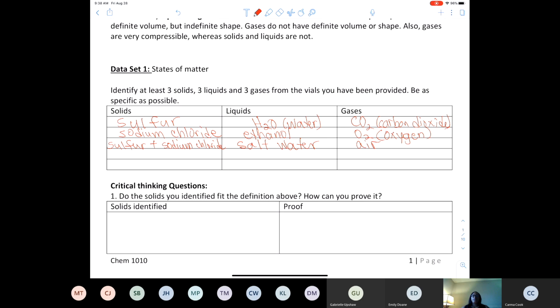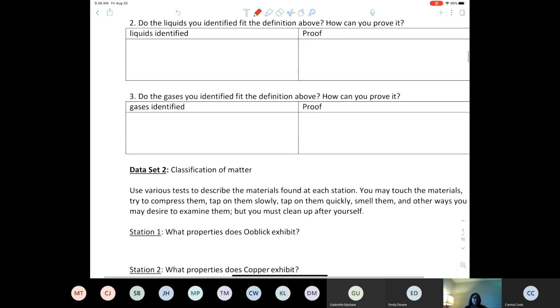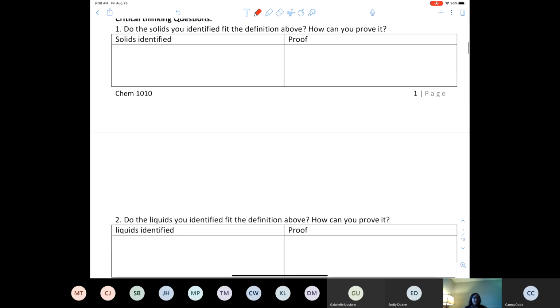So now you should be in your individual group rooms, answering the critical thinking questions, numbers 1 through 3, and then return to the general room and we can discuss them before moving on to data set 2.